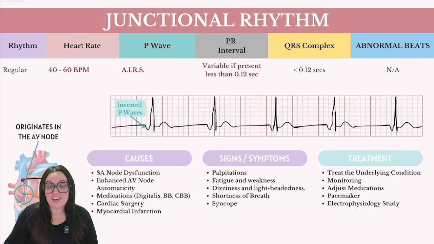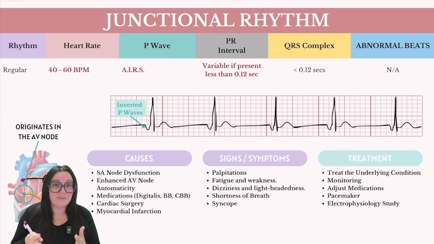You're going to see palpitations due to the abnormal heart rhythm. The patient could be fatigued from reduced cardiac output if their rate is particularly slower. We could see dizziness and lightheadedness related to that decreased blood flow to the brain, shortness of breath, especially when the patient is exerting themselves. And then lastly, syncope. Fainting spells could occur with severe cases and significant bradycardias.